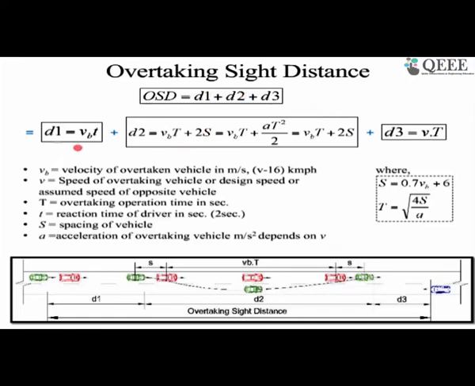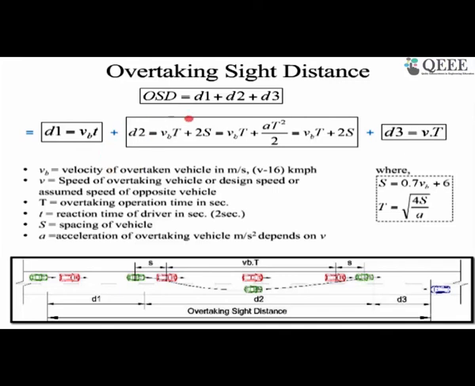So D1 is very simple, straightforward. It is the reaction time when the green vehicle is deciding to overtake, and at that time it is following the red vehicle at a reduced speed. So D1 is VB times T, where T is the reaction time and VB is the velocity of the overtaken vehicle, since it is traveling at the overtaken speed. In this case, as I told you, this is a different reaction time, 2 seconds. Earlier for the stopping it was 2.5 seconds, now it is 2 seconds. And VB is the speed of the slow moving vehicle. In case the slow moving vehicle speed is not known, you can safely consider it as 16 kmph lesser than the design speed. So you know D1.